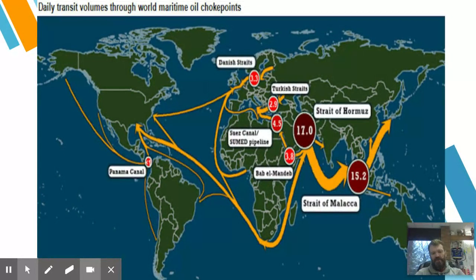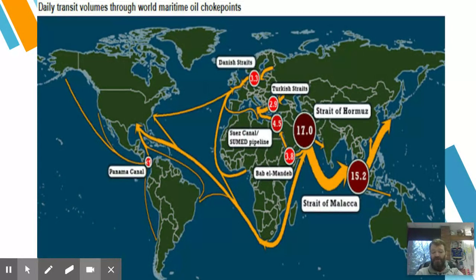So here's a map of the choke points. The biggest one, the most important one, is the Strait of Hormuz, which is in the Persian Gulf. That's why it's so important, all the oil from the Middle East, from places like Saudi Arabia and Iran and Kuwait, Dubai, United Arab Emirates, you guys have heard of that recently.